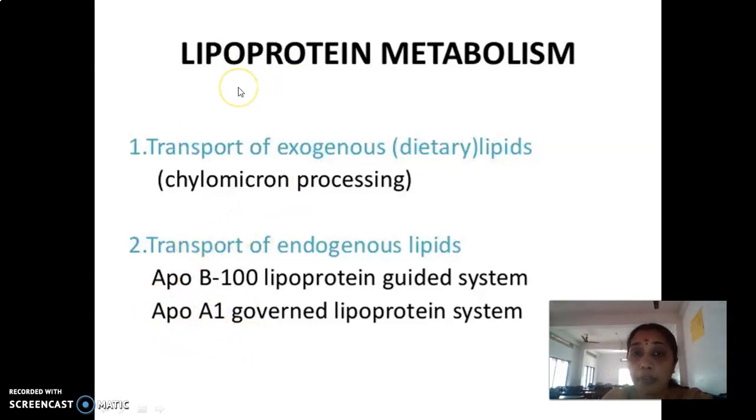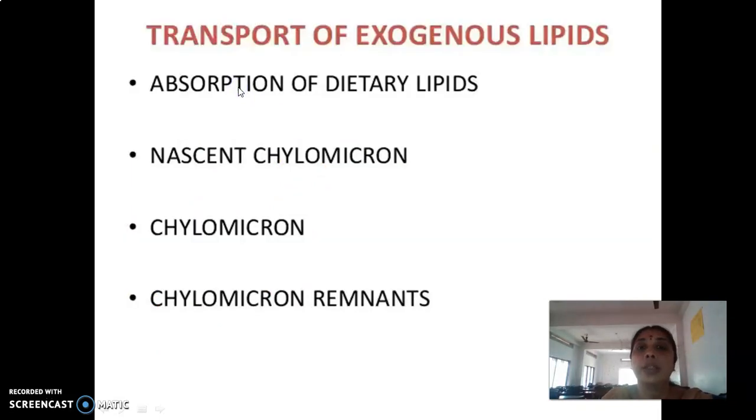Rather than ApoB48, right? Then the absorption of the dietary lipids happens. Once absorption is happening, nascent chylomicron will be formed. Nascent means new, fresh. So nascent chylomicrons do not have ApoA, E, and C, right?